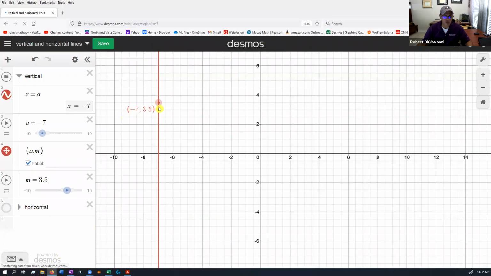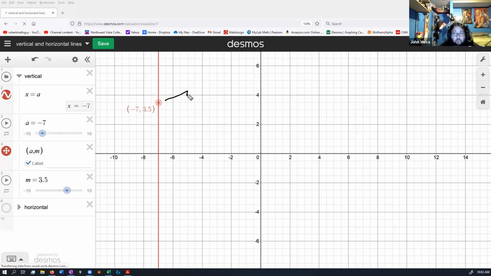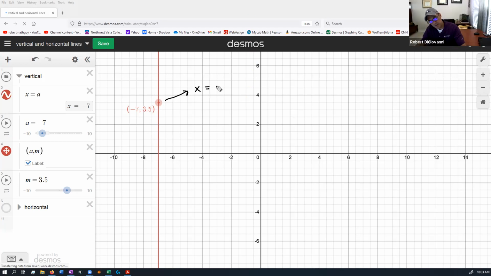What would the equation of this line be? Can someone tell me what the equation of that line would be? Where's my program? Would it be x equals -7? X equals -7. Exactly. That's the equation of this vertical line.